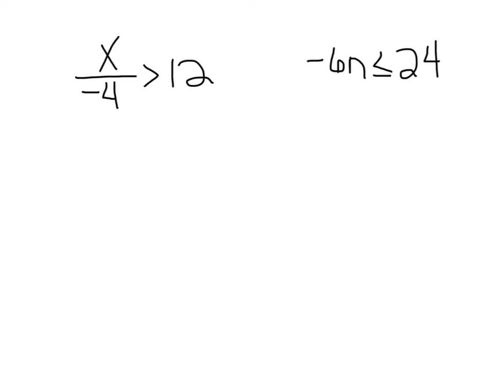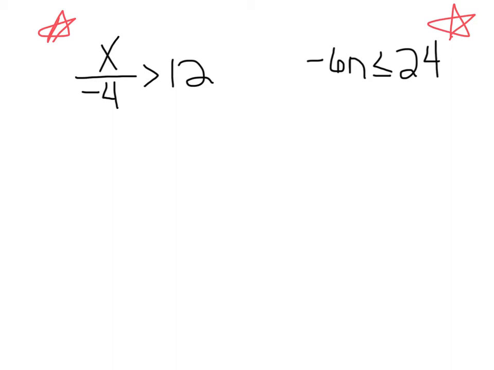Here are two more examples, and on these two examples we look at what becomes really different, and it's the big point of this lesson. When you have an inequality and you multiply or divide by a negative through that inequality, the symbol must change, and this is the big deal for this lesson. When we are solving this inequality, x divided by negative 4 is greater than 12.